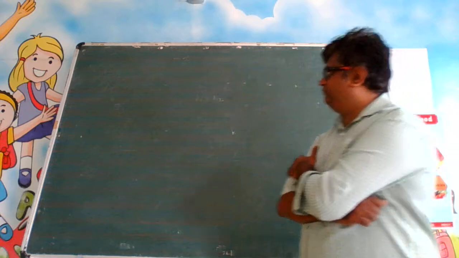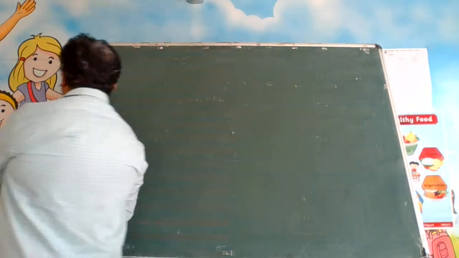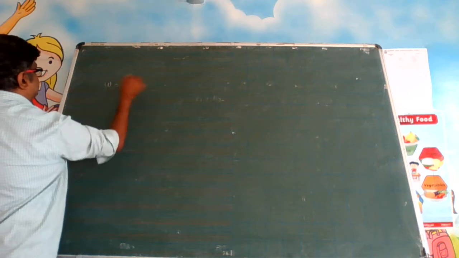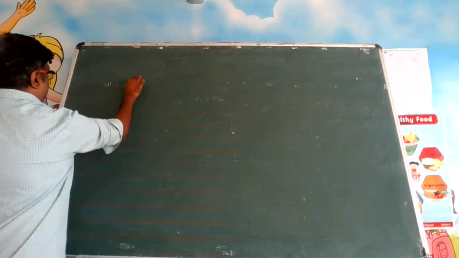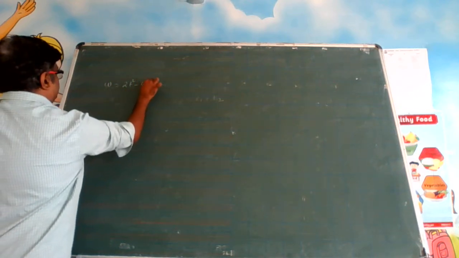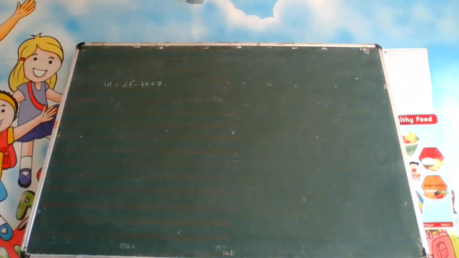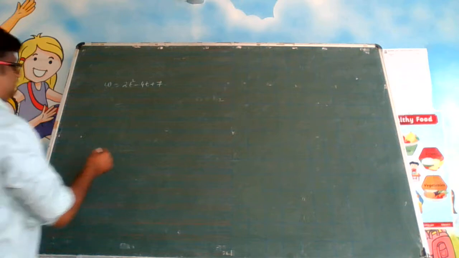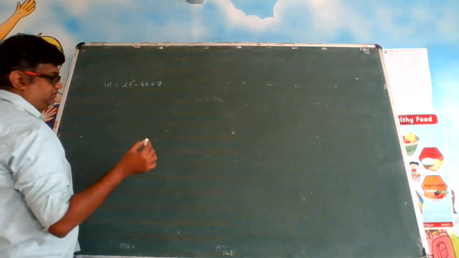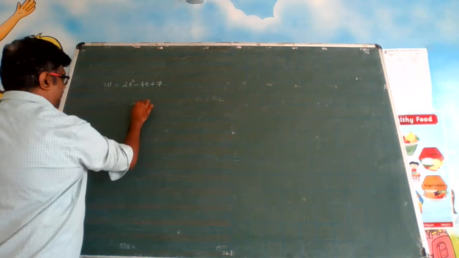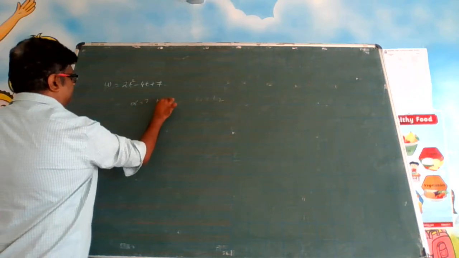Now, let us say we have seen one type of question. Let us say in some question, angular speed is given as a function of time: 2t square minus 4t plus 7. It is given like this. And find the angular acceleration at t is equal to 3 seconds. You have to find alpha at t is equal to 3 seconds.